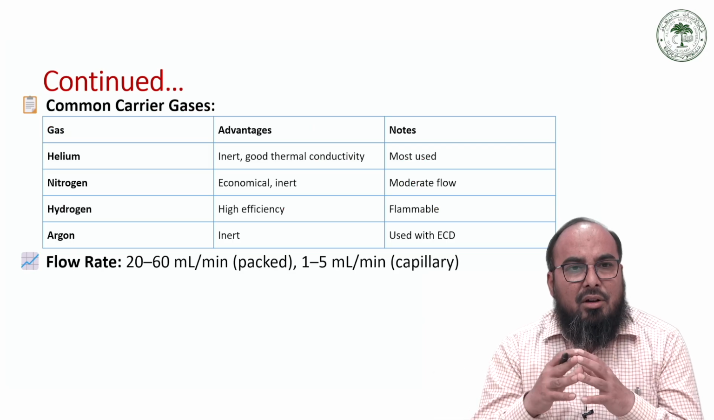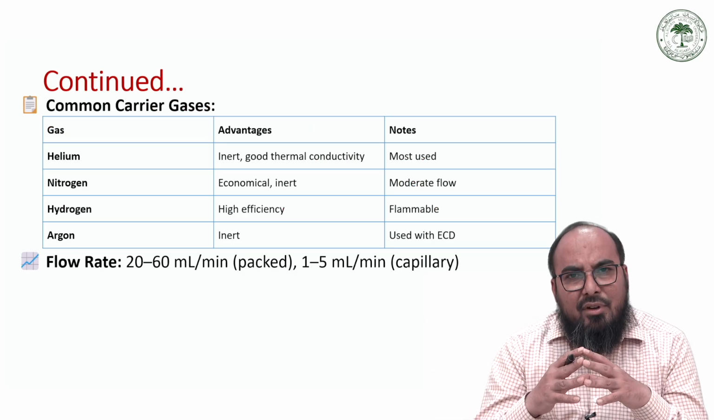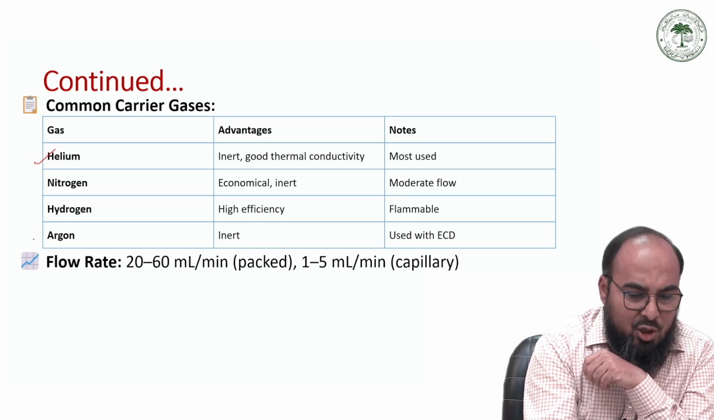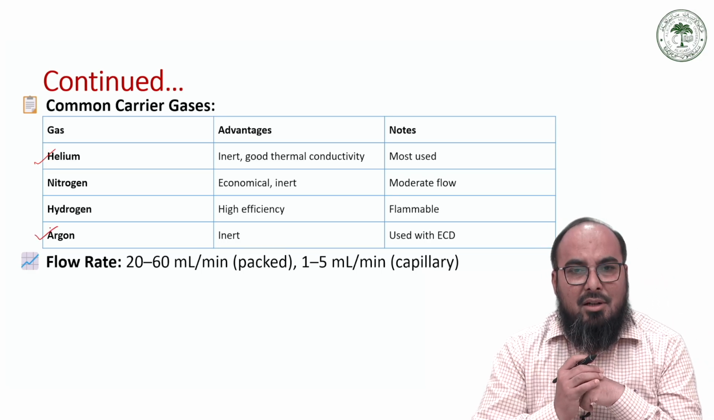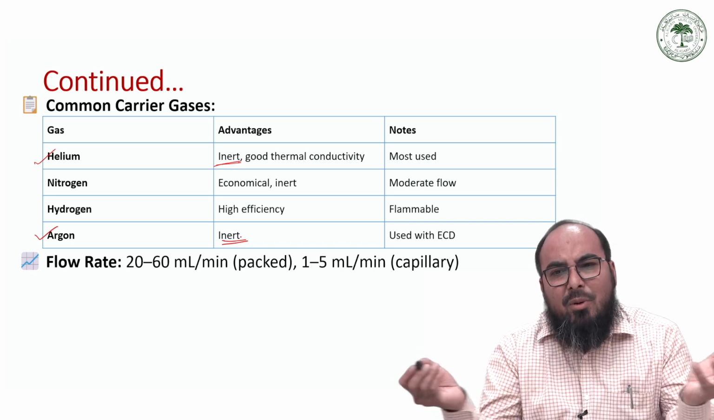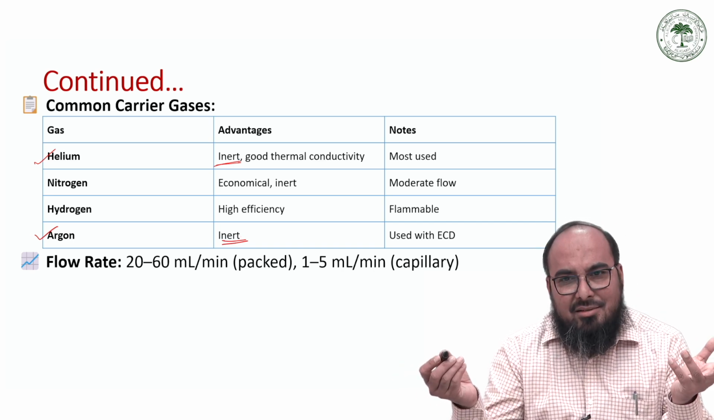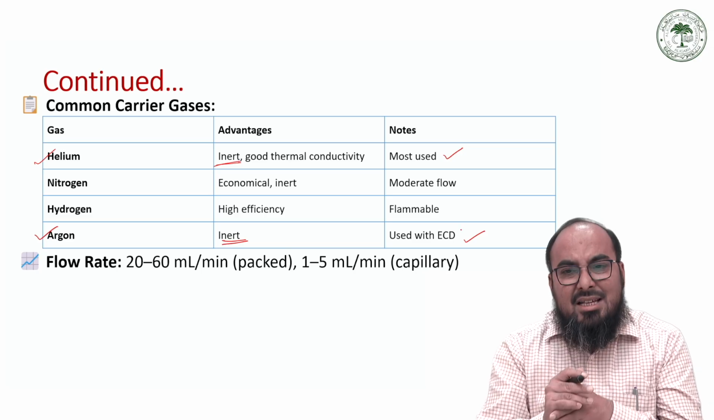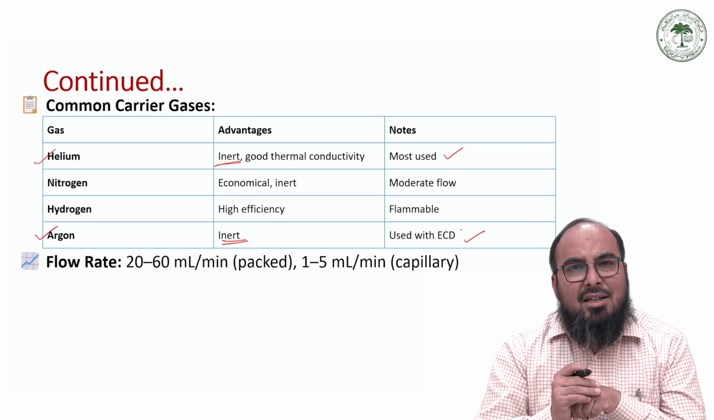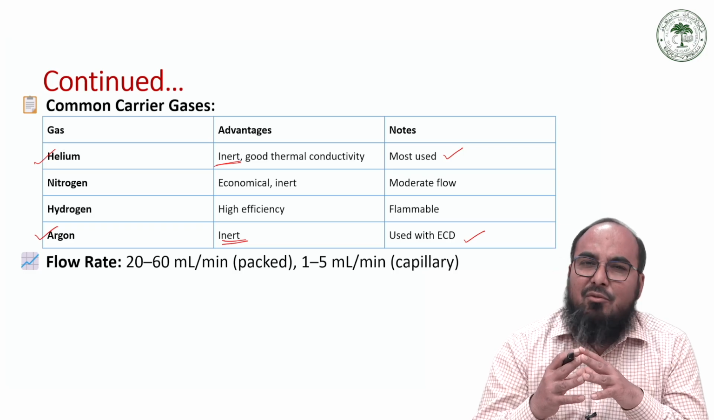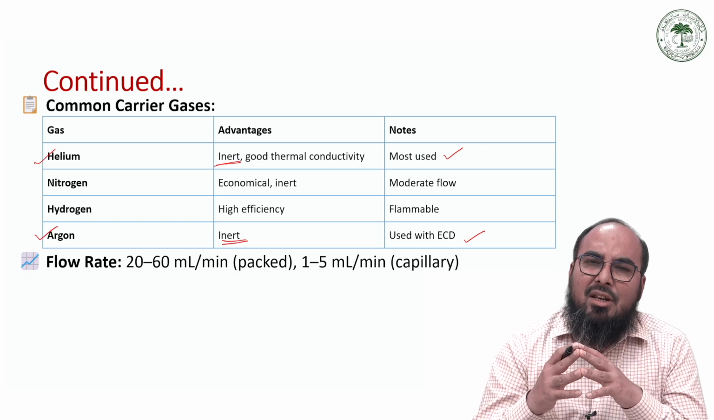Okay, so here it is. You can see that you have helium, a noble gas, and you have argon, a noble gas. The inertness is always there, because they are noble gases. Most of the time we use these. Here we have written ECD, used with ECD, that is the electron capture detector. We are going to study the detectors in much detail.